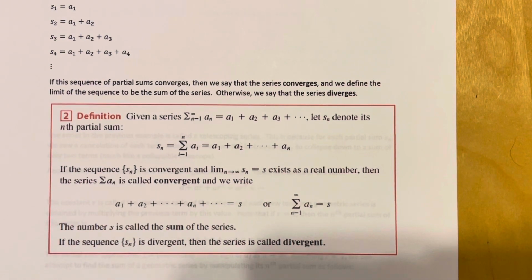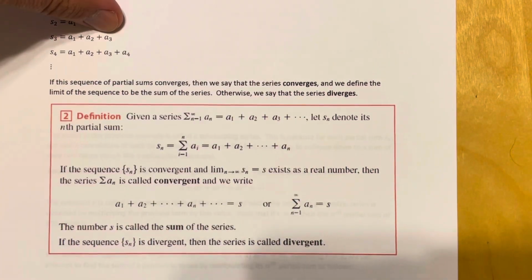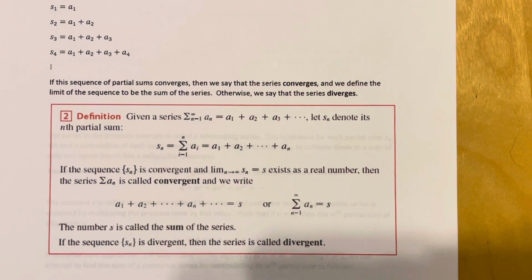Notice we're using the same terminology that we used in 11.1 for convergent and divergent sequences, and that's because we're thinking of the sum of a series as a sequence of partial sums. So we get to use that same terminology. All right.